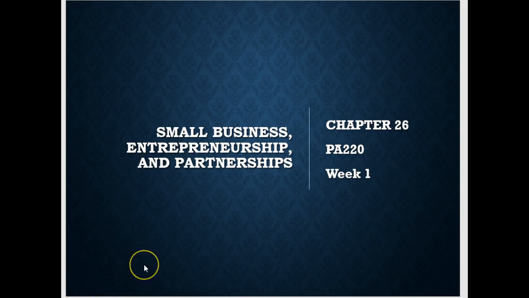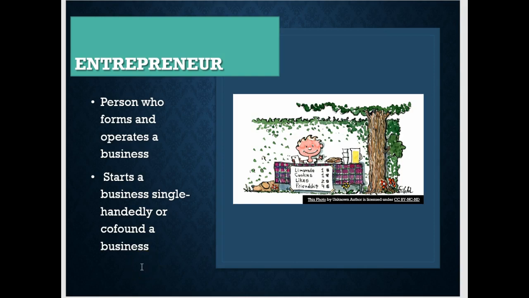But first, you need to know what an entrepreneur is. And I'm sure that you've heard the word. I'm sure that you probably even know what it is. But an entrepreneur is a person who forms and operates a business. So, for instance, if you are in the Animal Companion program and you decide you want to start your own business by yourself, you would be considered an entrepreneur.